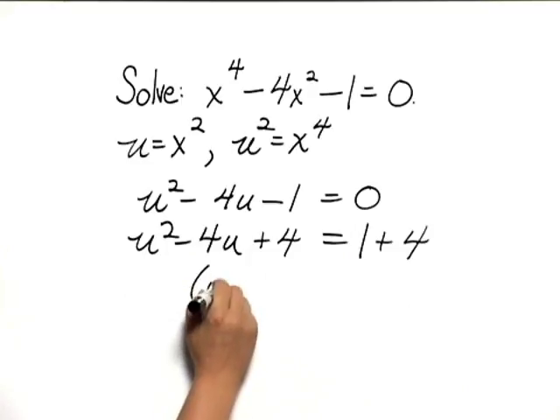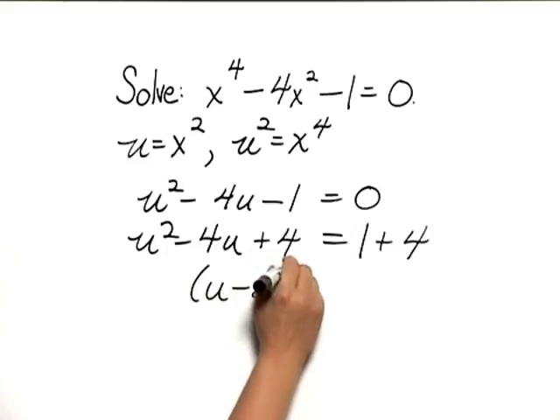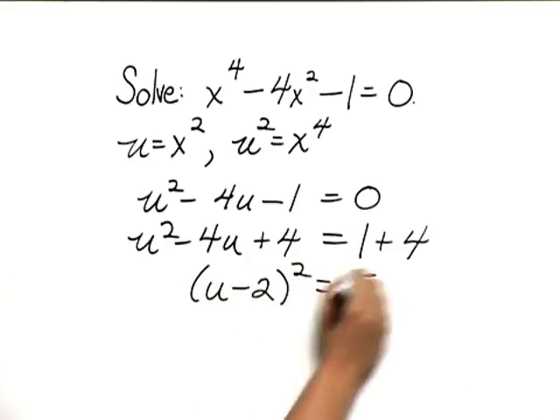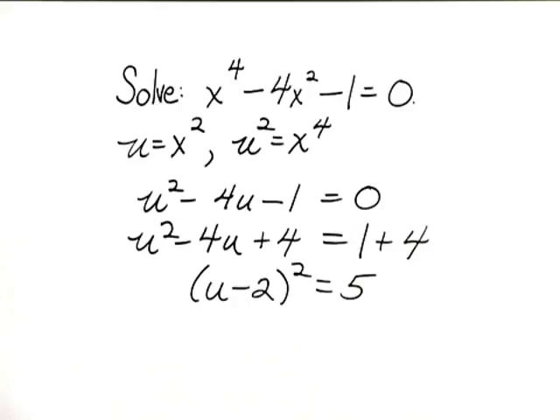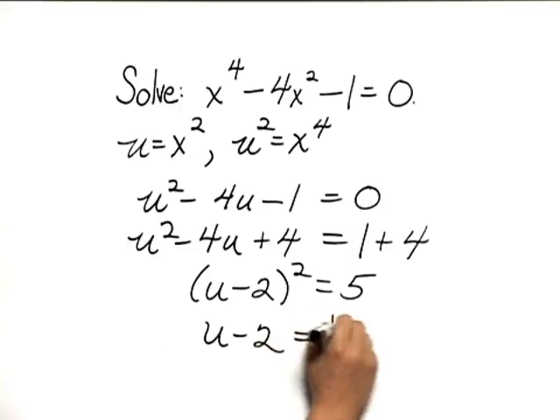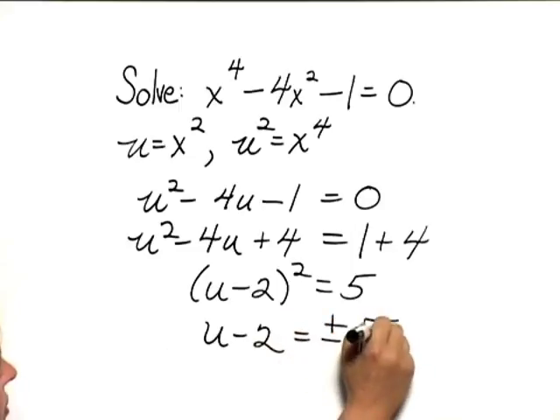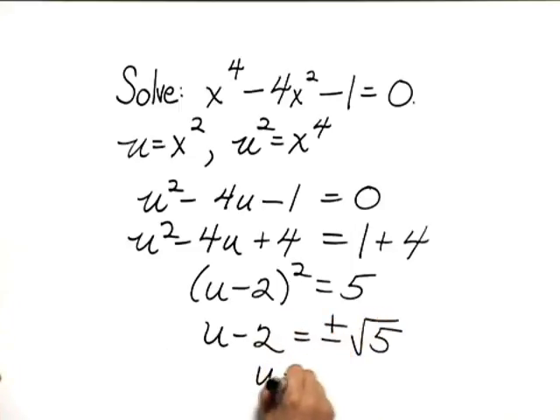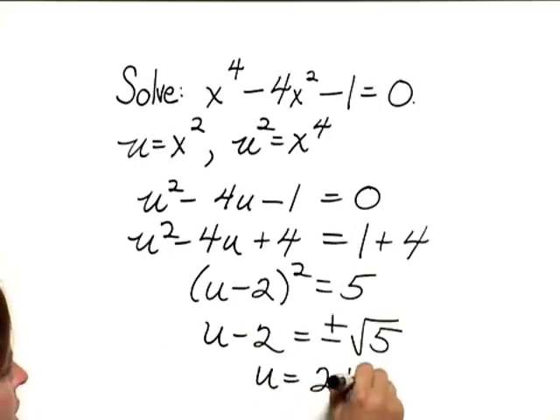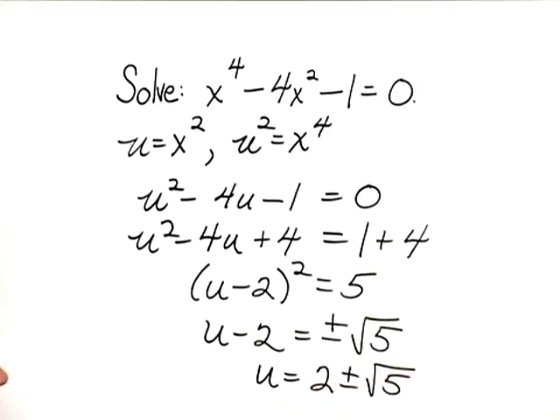This then would be u minus 2 squared equals 5. Using the principle of square roots, we would get u minus 2 equals plus or minus the square root of 5, or u equals 2 plus or minus the square root of 5.